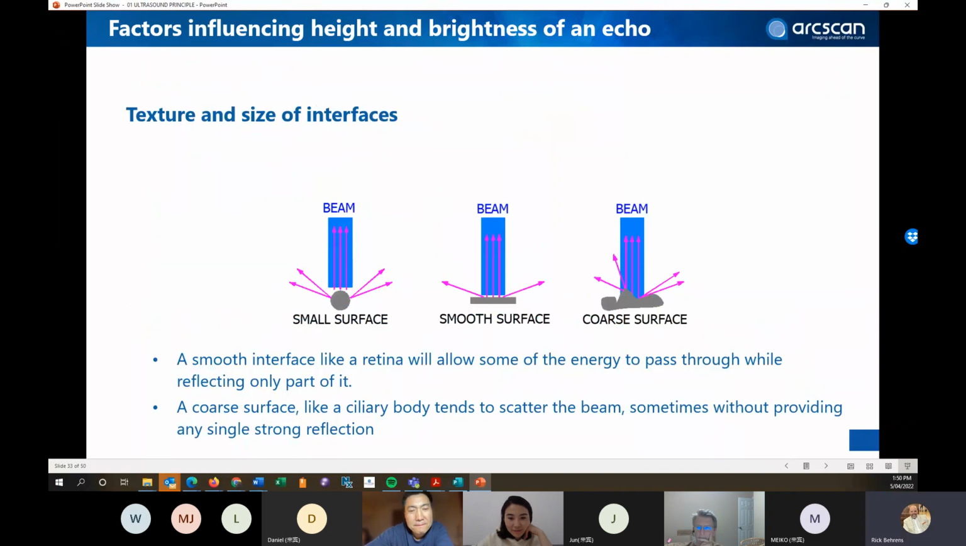Another thing that affects the result of the image is the texture and interface. A cornea that has some sort of problems, or an iris that is not flat, is going to give you a different light profile. For that reason, the iris is always less dense than, for example, the sclera. The sclera is a more uniform structure.